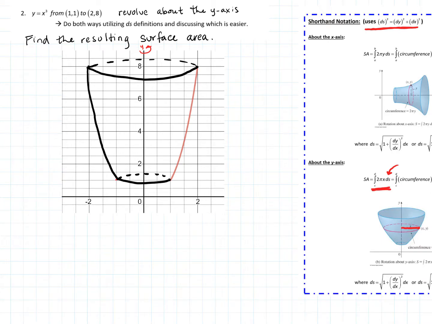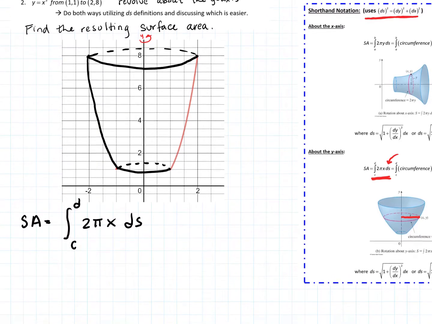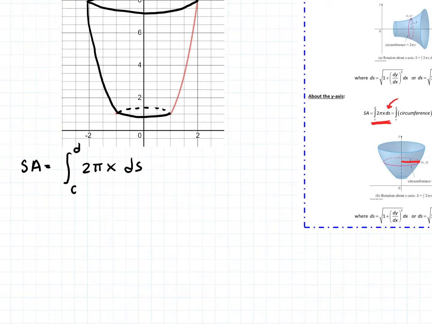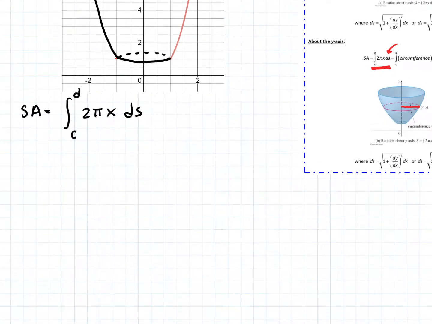So which way do we want to do this? Well, the surface area is going to be the integral from c to d of 2 pi x ds. So let's take a look. We've got y equals x cubed, and we can integrate this with respect to x or with respect to y. Let's come down here so we can write them as two options. So we have two options right now.